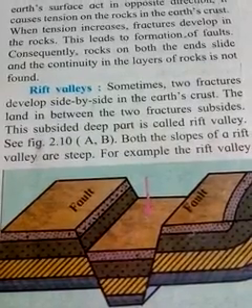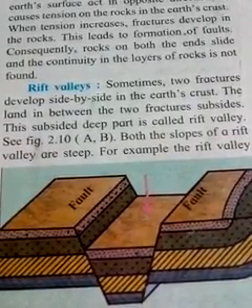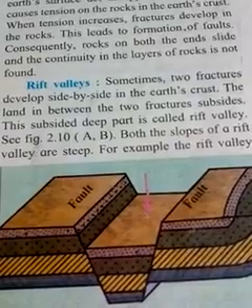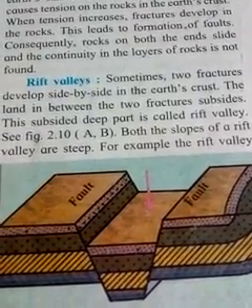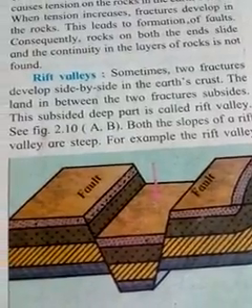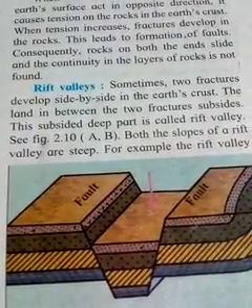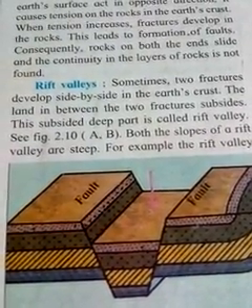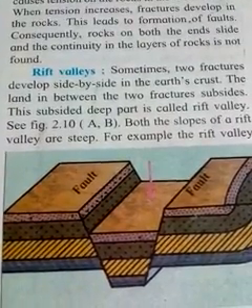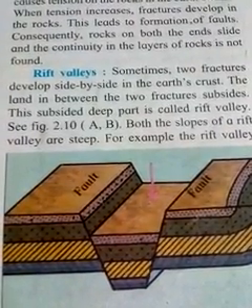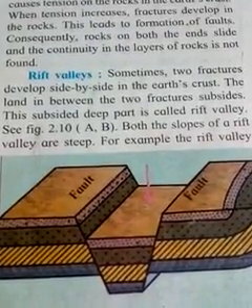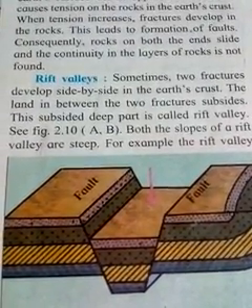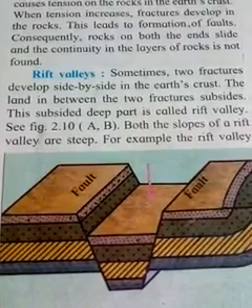That means in between these two fractures, the area of land subsides and a deep part is formed. This is known as the rift valley.